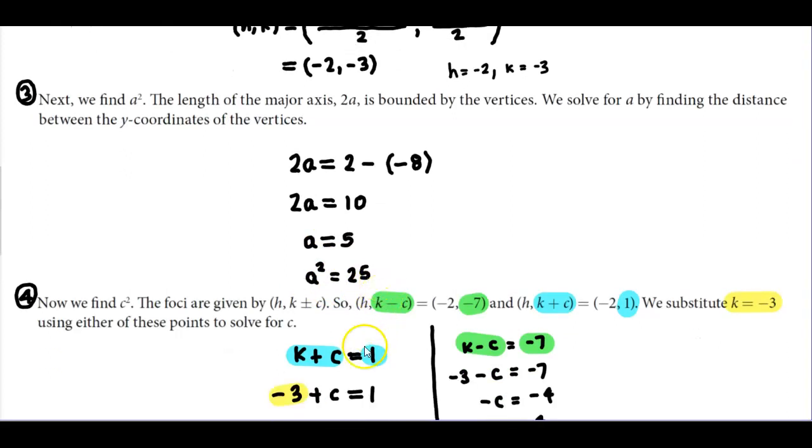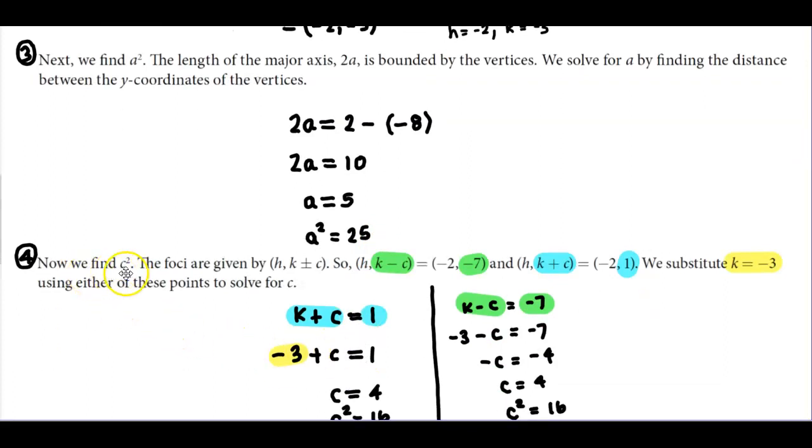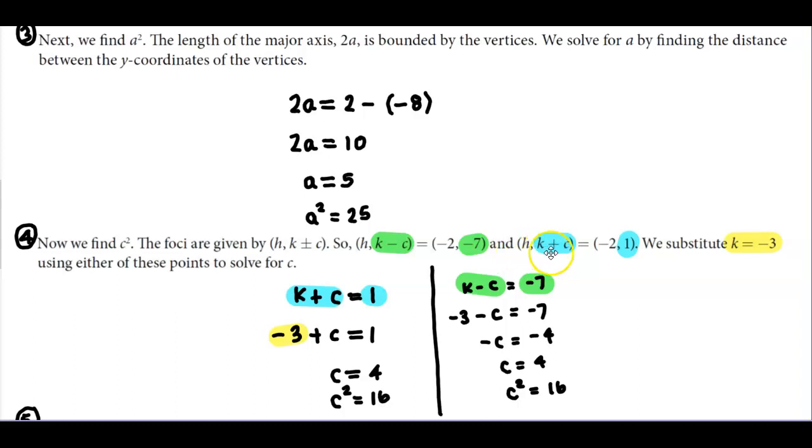And now what we need to do is solve for c. In order to do that, we have to find c squared. The foci are given by h, and then k plus or minus c. So by looking at the coordinates that were given for the foci, we can say that (h, k minus c) is equal to (-2, -7). So one of our formulas is k minus c, the y-coordinate, equals the other y-coordinate, which is -7. Or we can use the other form, (h, k plus c), and set that equal to the other coordinates of the foci, which is (-2, 1).